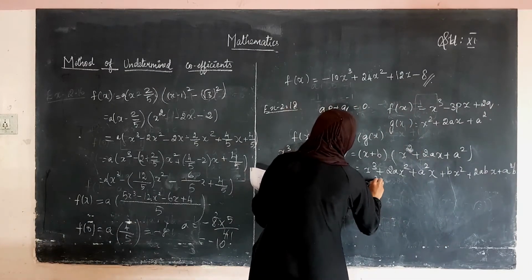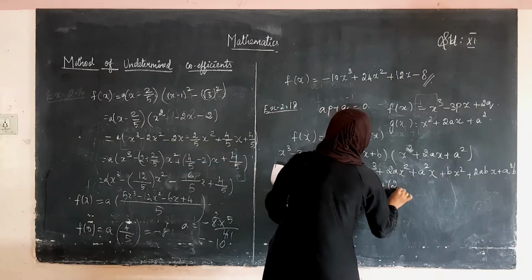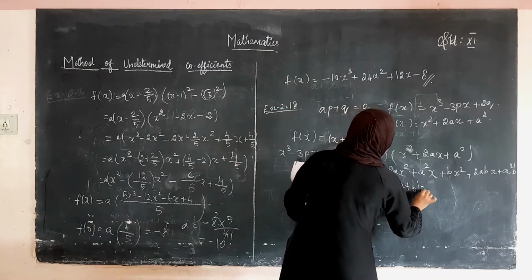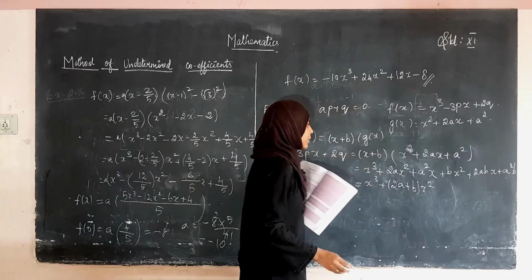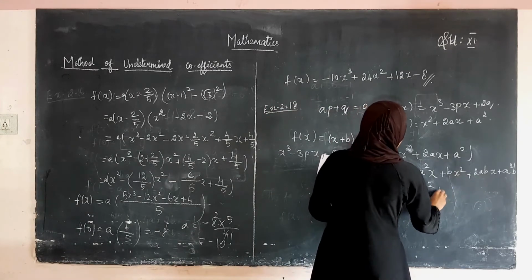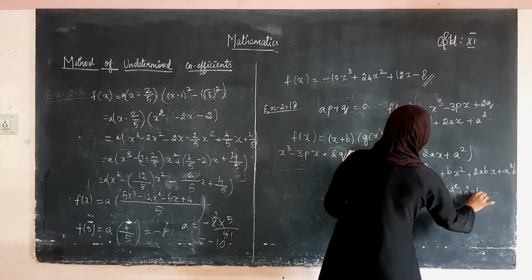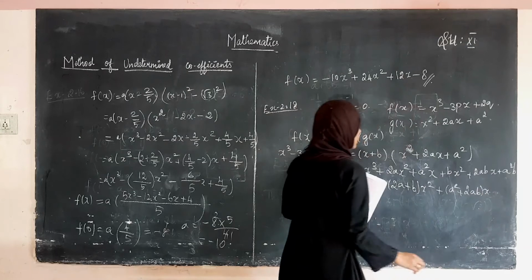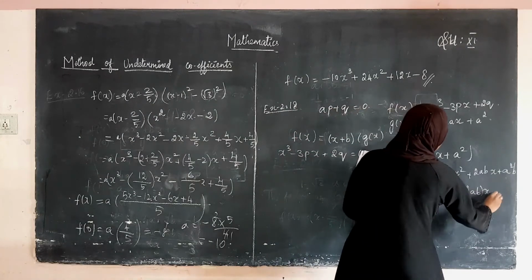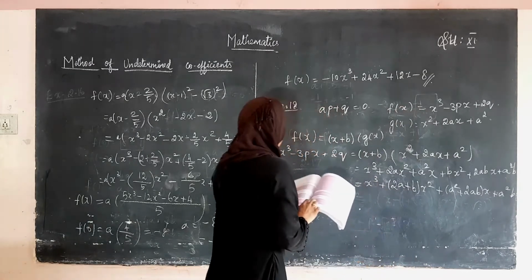First one is x cube, and then the x square term here and here, plus 2a plus b into x square, and then the x terms. x terms are here a square x and 2ab x, plus a square plus 2ab into x, and then what are the constant terms? The constant term is only this a square b.